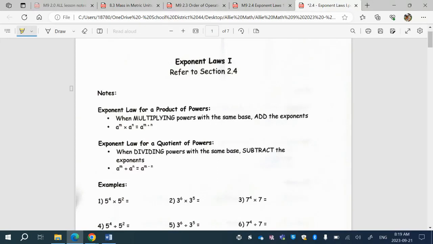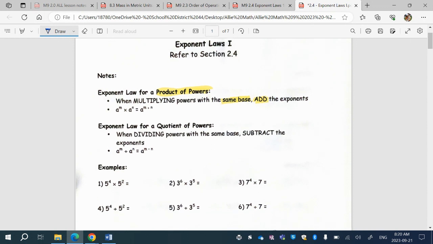So this is number one, the exponent law for product of powers. Remember, product is when you multiply. So when multiplying powers with the same base, you add the exponents. Add. So here we go. a to the power of m times a to the power of n equals a to the power of m plus n.